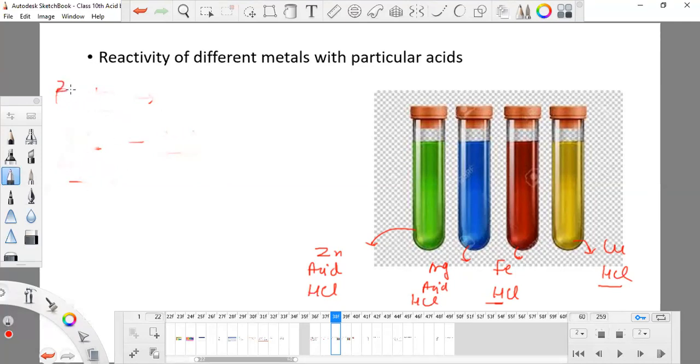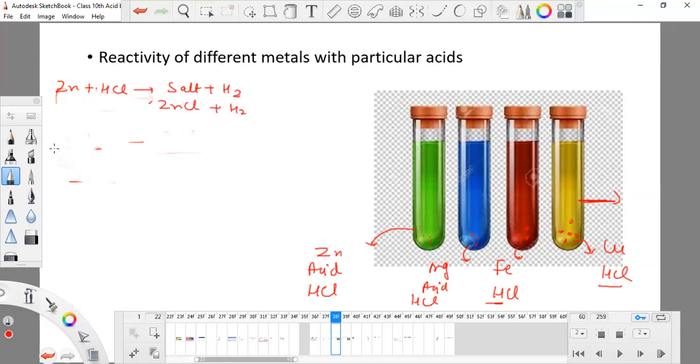This is Zn plus HCl. Zinc granules are present here, here magnesium granules are present, here ferrous granules are present, and here copper granules are present. This is the exception. What would happen if I add HCl with zinc? The result will be the same. It will produce salt and release H2 gas. It will produce ZnCl and release H2 gas.